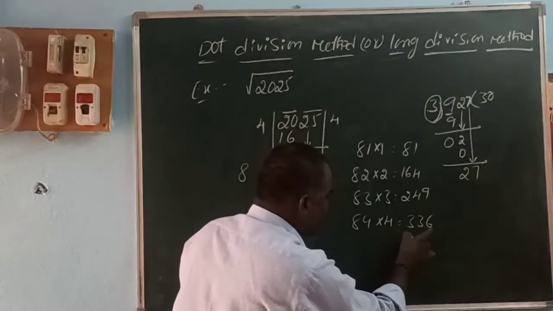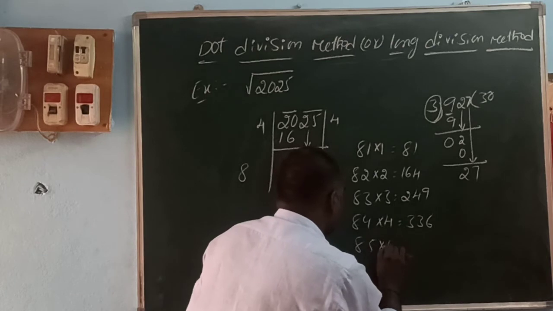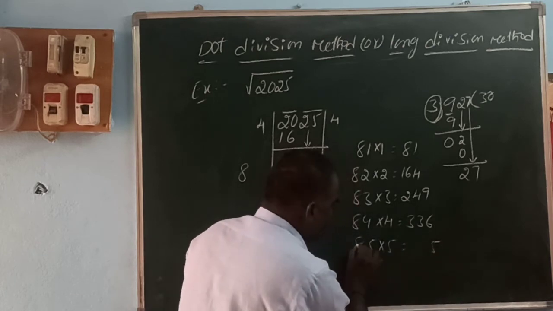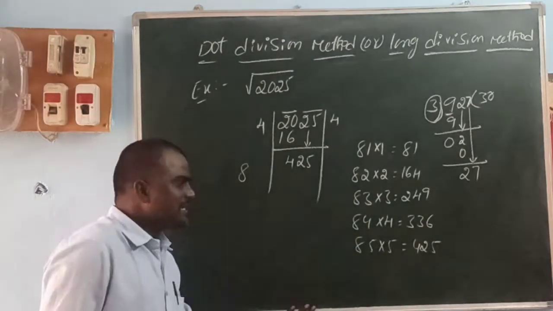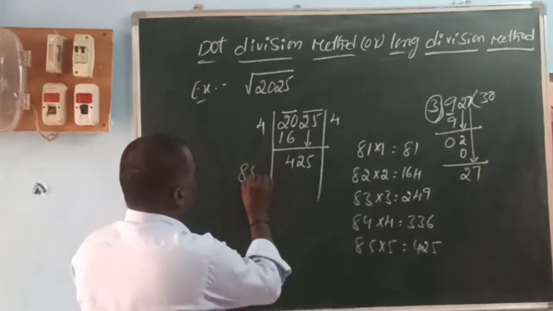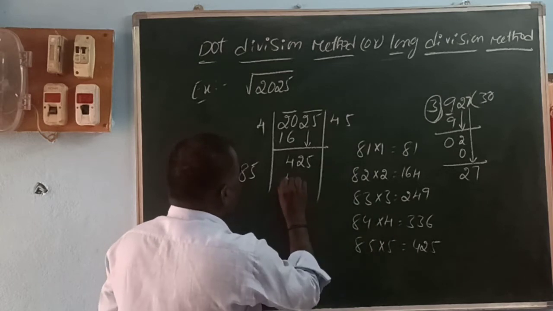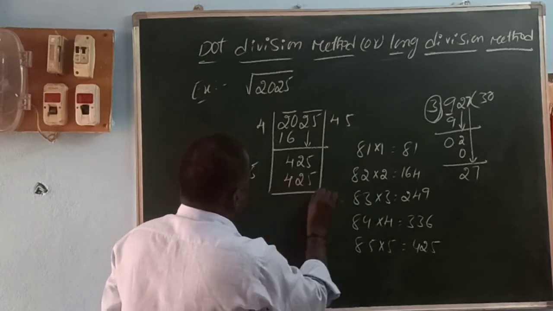Okay, so here 336. Next digit 5: 5 times 5 is 25, 5 times 8 is 40. 40 plus 2 is 42. So here which digit is satisfying? 5. So that is how much? 425. The remainder is how much?